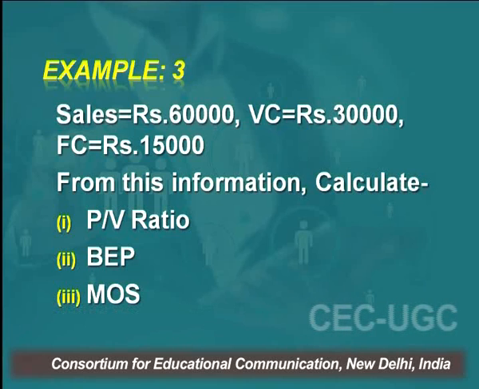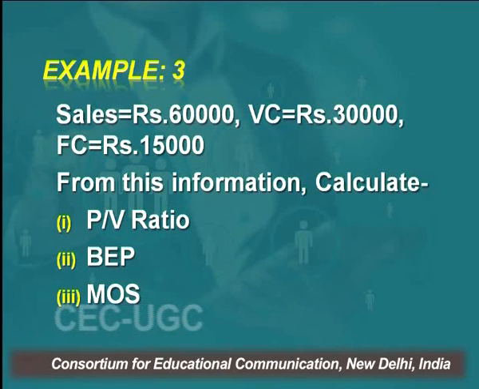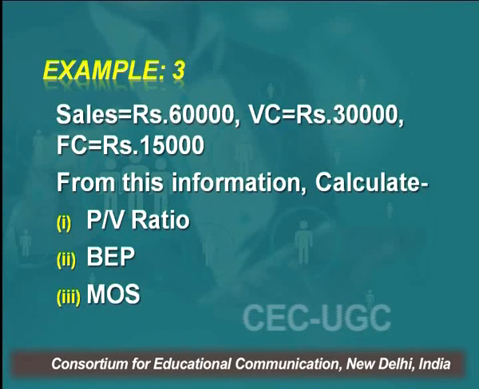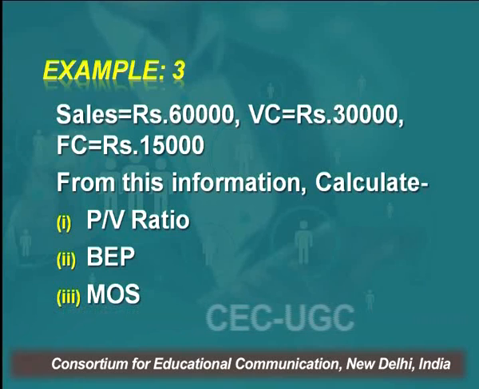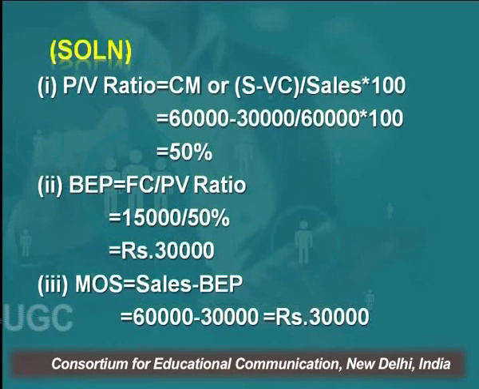So very first thing is PV ratio. How do you calculate PV ratio? Contribution to sales. As we have been discussing in our earlier examples also, contribution is equal to sales minus variable cost. So if the sales is 60,000 and your variable cost is 30,000, your contribution is 30,000 rupees. So contribution divided by sales, 30,000 divided by 60,000 comes to be 50%. If I multiply by 100, it comes in percentage. So your PV ratio is 50%.